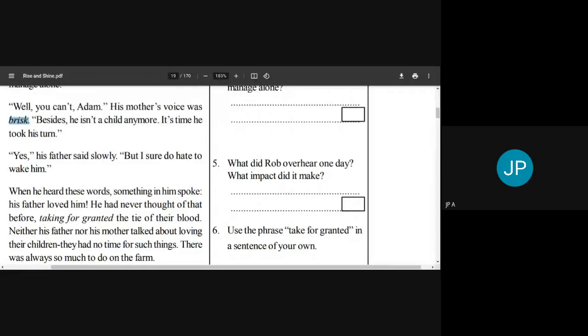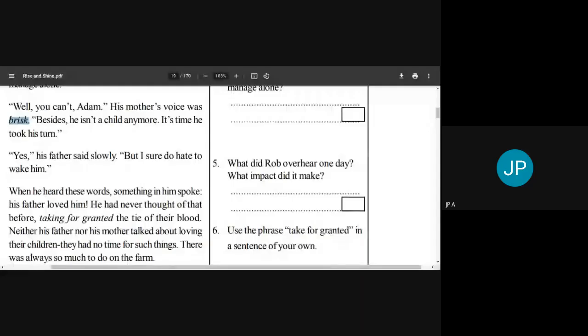Will you feel hatred? Will you feel angry? Rajalakshmi, you will feel love. When somebody is saying that I don't like to wake him up in the morning, we will feel love. This is what Rob also feels. He has never heard his father say such a thing. He had never heard his parents talk about loving the children.